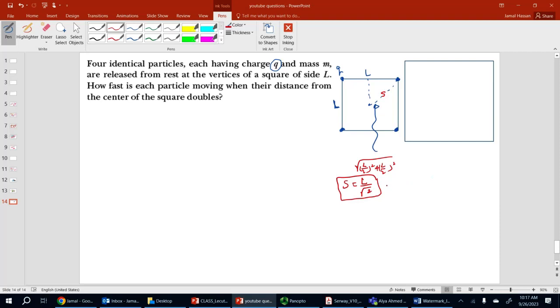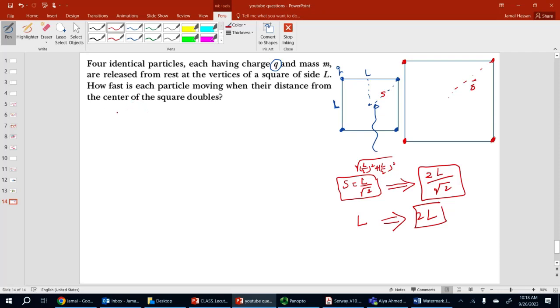The question says, how fast is each particle moving when their distance from the center of the square doubles? So when these particles are released, the square is going to get bigger. So that gets doubled. This is the new S prime, let's say. So now S prime is going to be 2L divided by root 2. When this happens, L also changes from L to L prime, which is equal to 2L. So the moment we know that, it's not very difficult to go through the solution, but there's something else within the solution I'm going to explain.